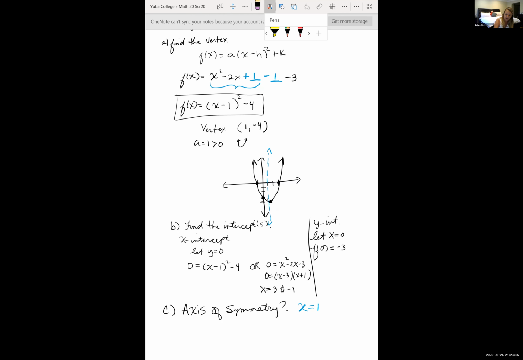And the domain, the range, domain's easy. Range, all the y values that we're hitting, we're hitting all the y values at the y value of our vertex, which is -4, and everything above. So our range is y is greater than or equal to -4. Or if they asked it in interval notation, bracket -4 to infinity.